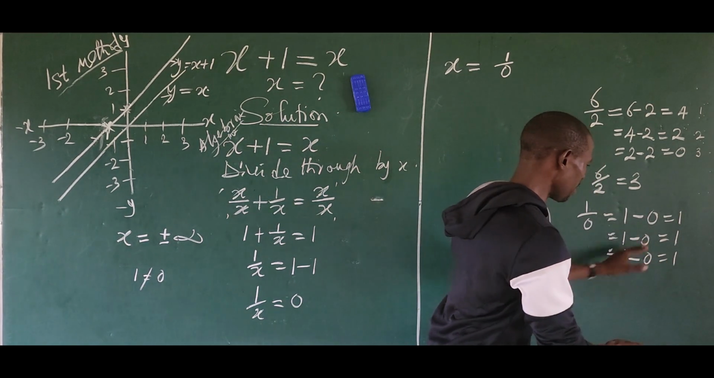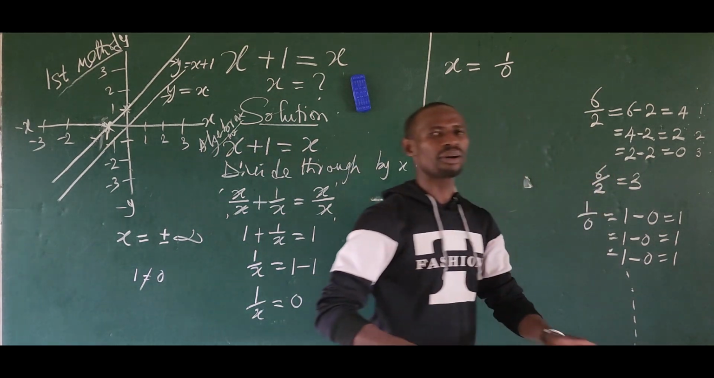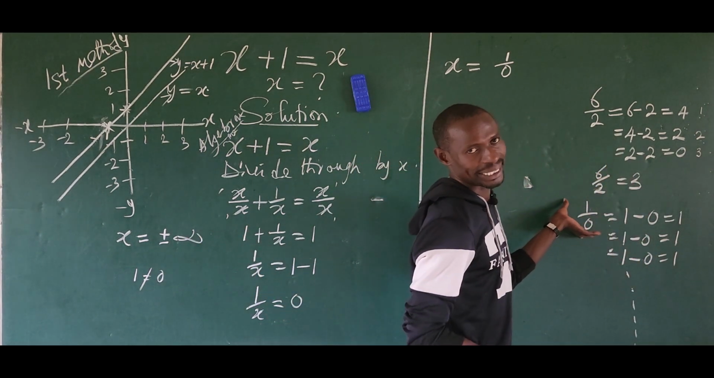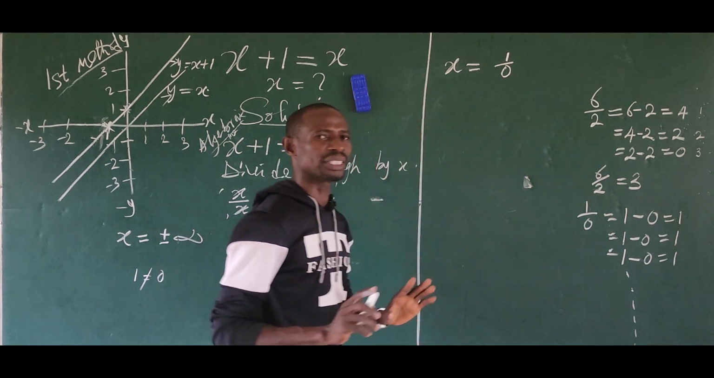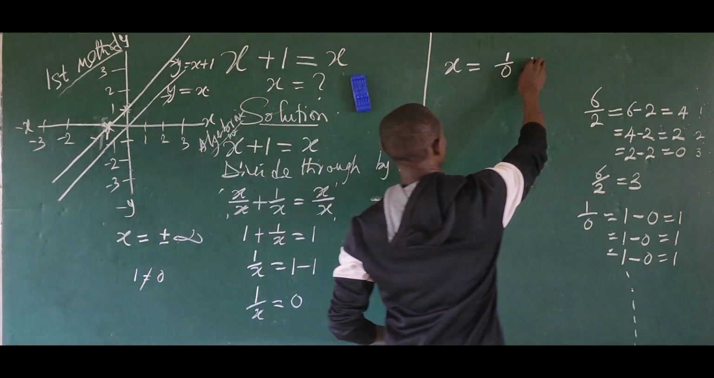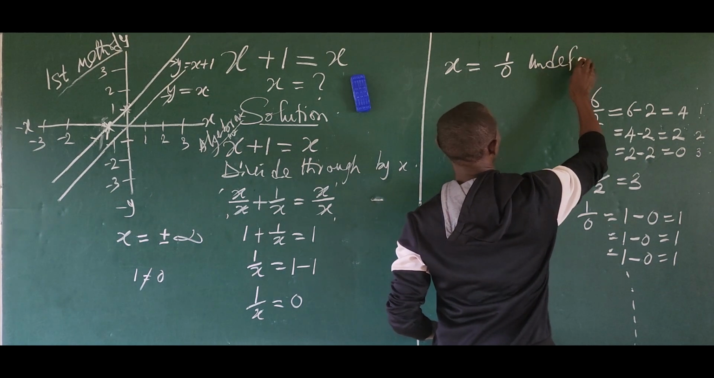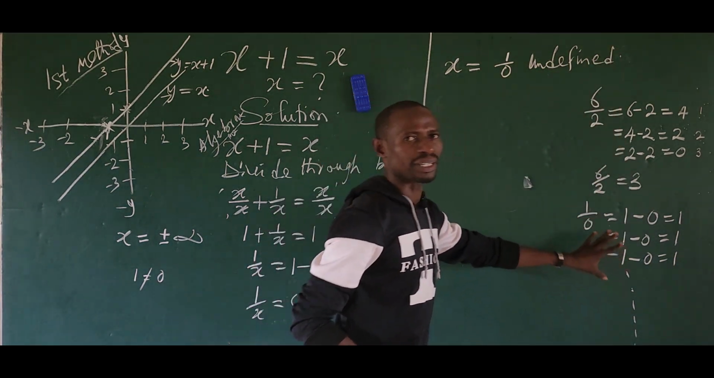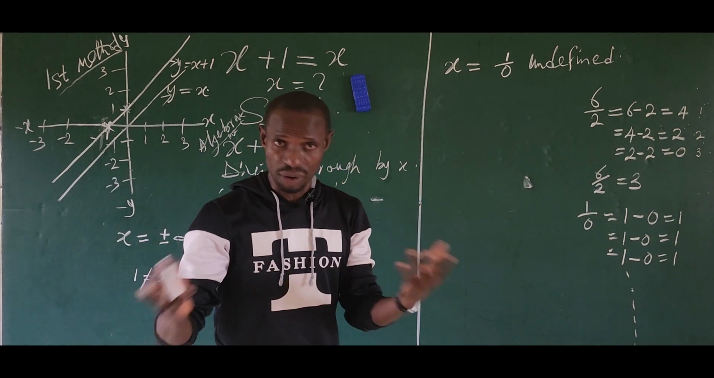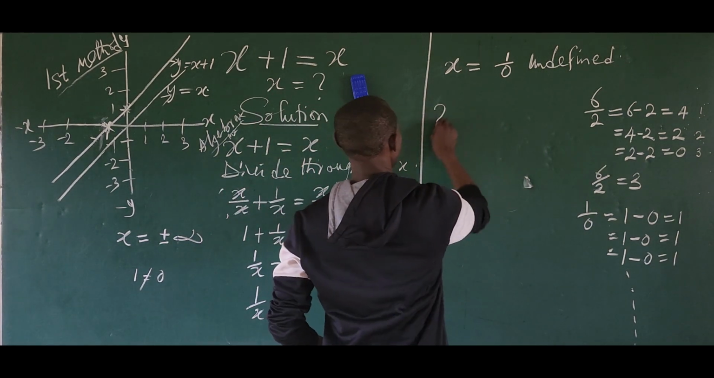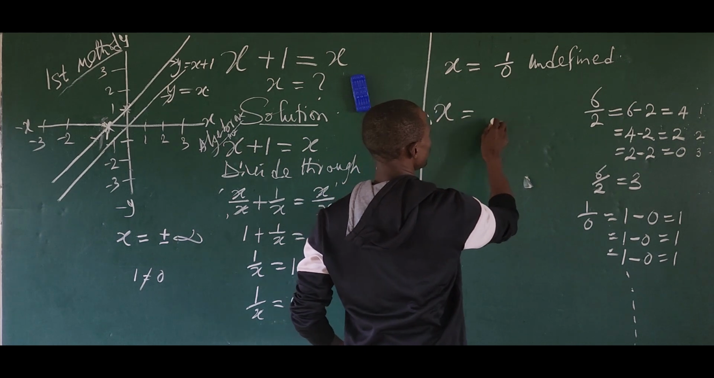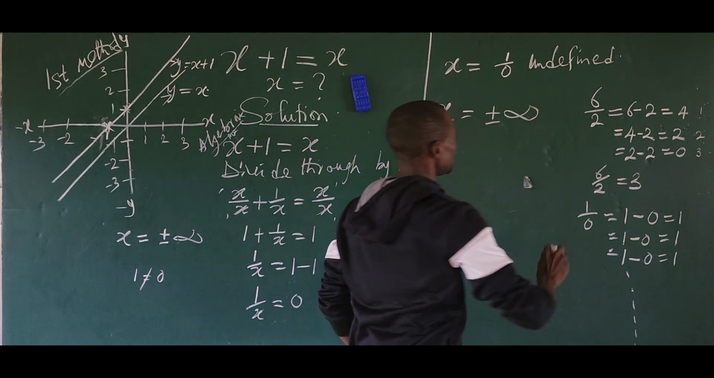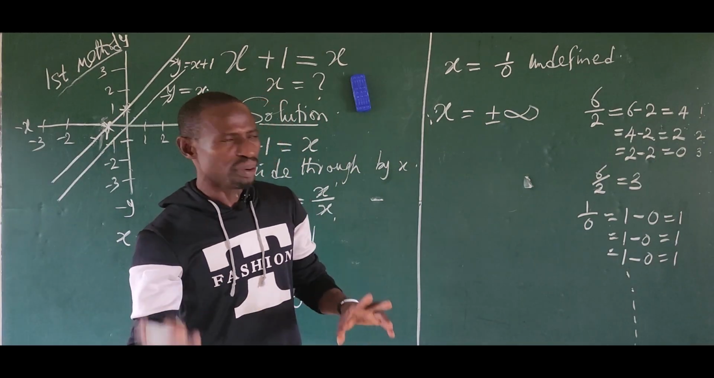1. And if we keep doing that, we go down, down, down until we have infinity. So this is undefined. Okay, so 1 over 0 is undefined. From this analysis, we discover that it will go to infinity, which is undefined, right? Good. So our x is equal to plus or minus infinity.